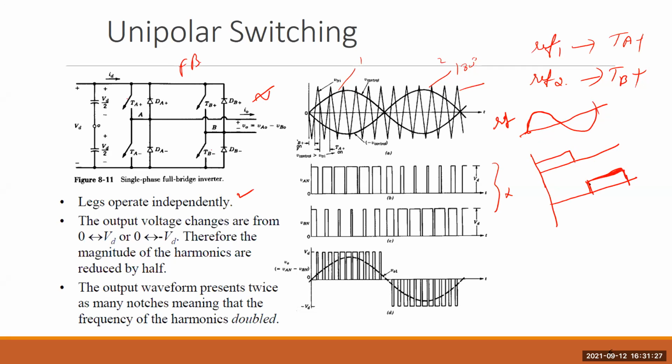what we can do is that, say this is TB minus, and say this is TB plus. So this leg we can operate at low frequency, say for example 50 hertz, and this leg is operating at high frequency, say 50 kilohertz that we discussed. So during positive half cycle this switch is always on, and during negative half cycle TB plus is always on.